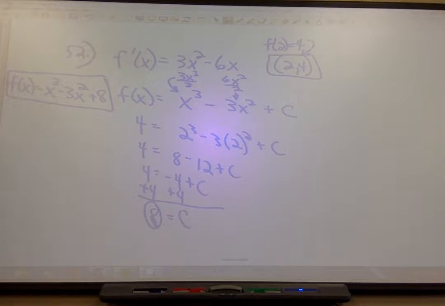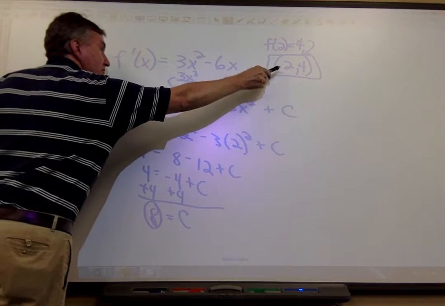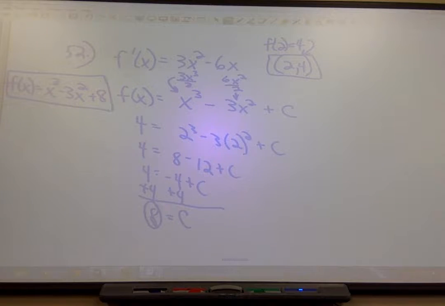I actually could find the constant that time, because they gave me that ordered pair that it goes through. So once I found f, with my plus c, just plug in your x and y and solve for c. That's called an initial value problem. Try that with 56. Let me give you a minute to try that yourself.